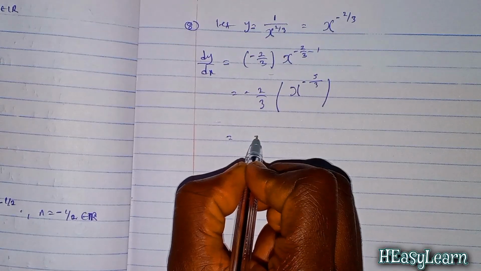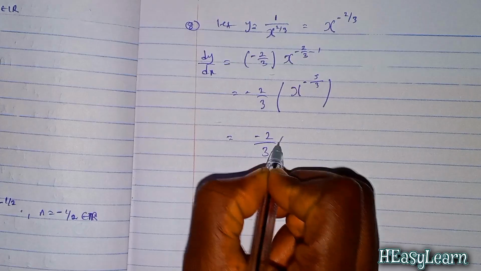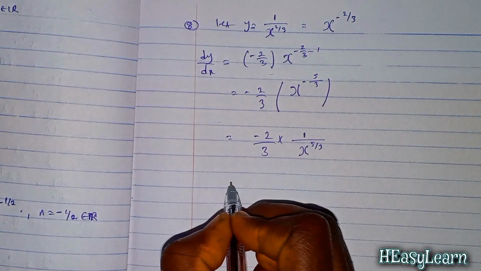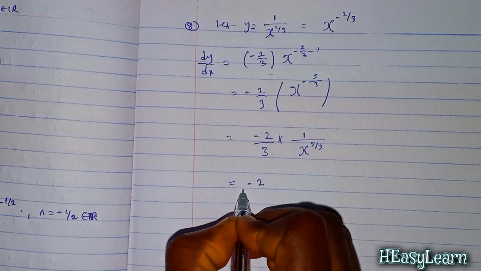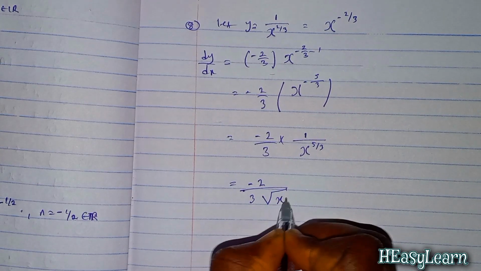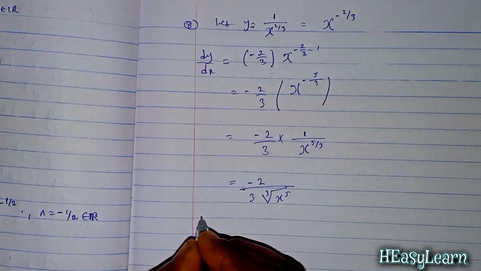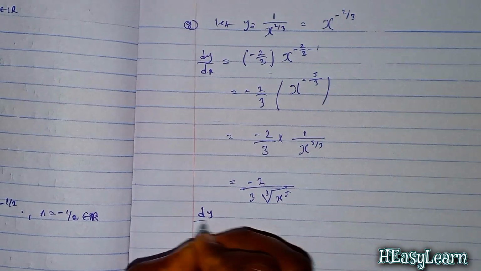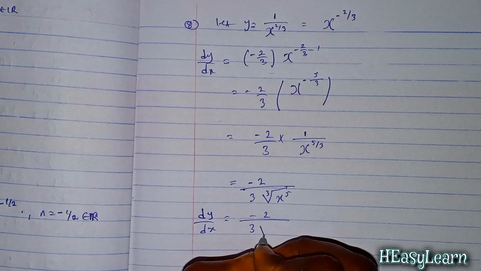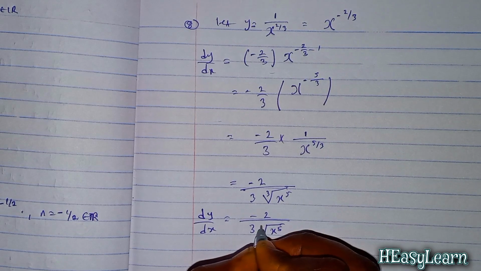This is the same thing as minus 2 over 3 multiplied by 1 over x to the power of 5 over 3. This is the same thing as minus 2 over 3 cube root of x to the power of 5. The derivative of the function is minus 2 over 3 cube root of x to the power of 5.